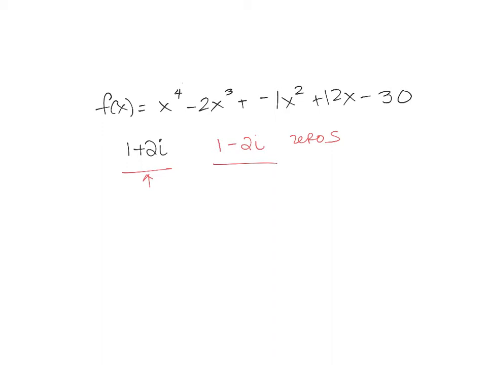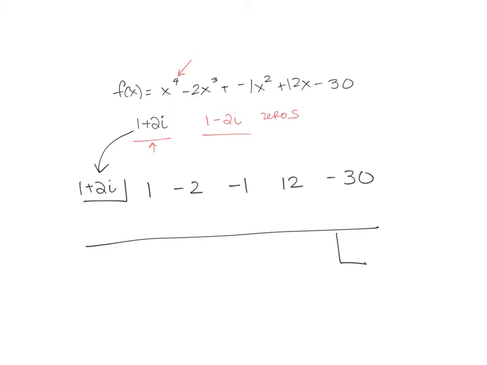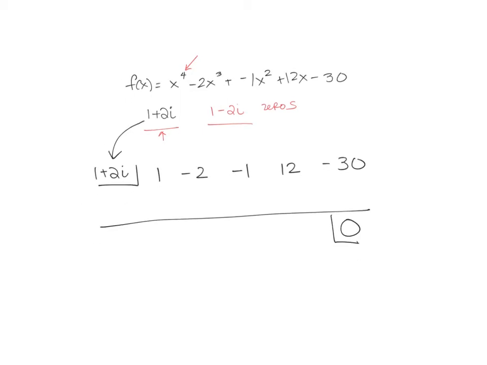Since we're a 4th degree, we know that there are actually a total of 4 zeros, so we need to find them all. So if I was going to work on this, what I'm going to do is take this 0, 1 plus 2i, and do synthetic division. So I'm going to take all of my coefficients from the given polynomial, and since it is a 0, my remainder better be 0. So let's see how that works out.